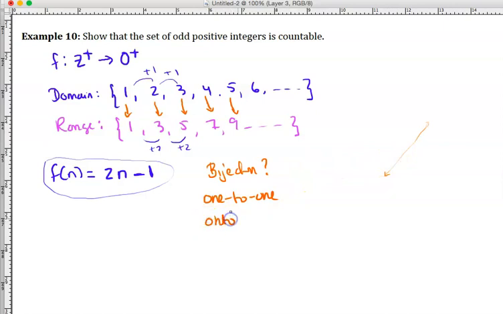And it's also onto. Onto means that all the odd integers are going to be outputs for this function. I'm not going to have odd integers that are unaccounted for, because I can always plug in the next positive integer in this function to get any odd integer out. So it's 1 to 1 and onto. This means that the set of positive odd integers has the same cardinality as the set of positive integers, so this is countable.